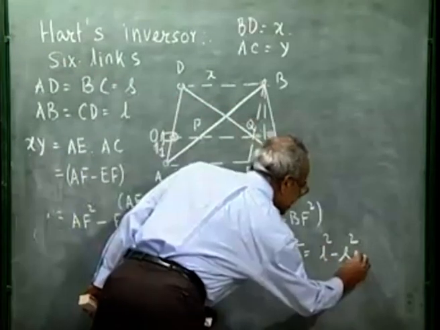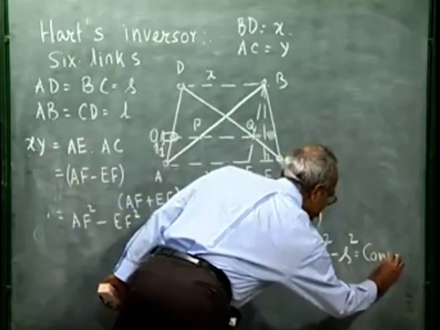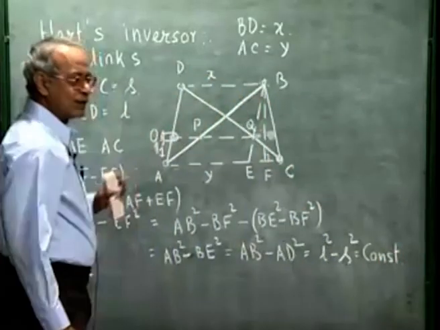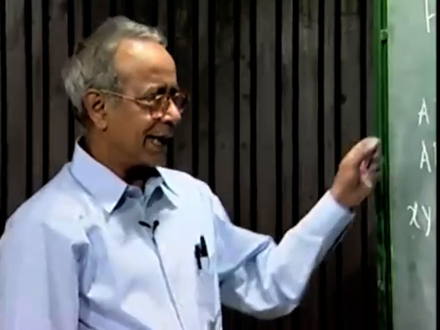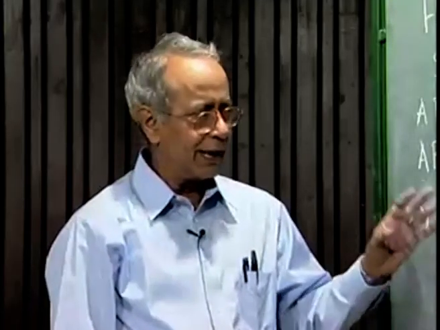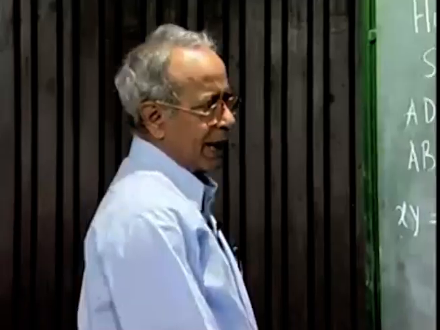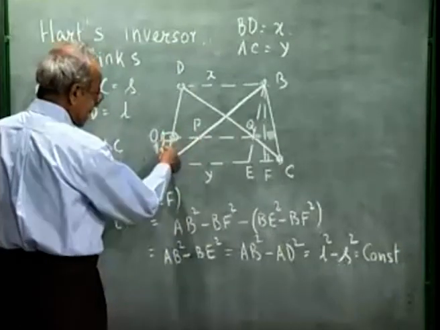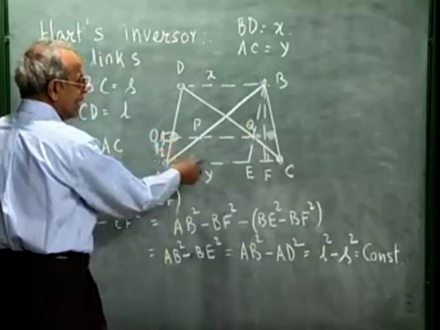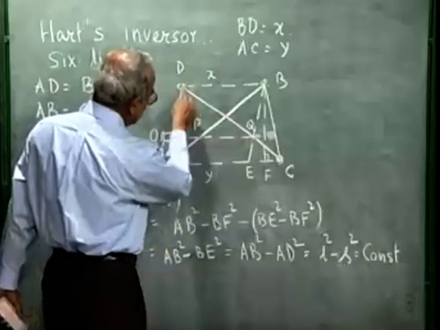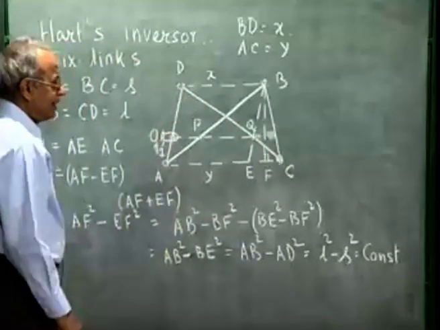This is constant, which implies OP into OQ is also constant. Consequently, we are satisfying all the conditions needed by the inversor. Now, if we ensure that the point P moves along a circle passing through O, then this point Q on this link CD will generate a straight line.